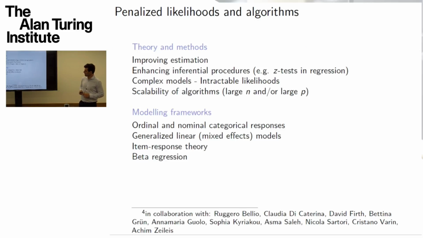We focus quite a lot on particular modeling frameworks, particularly on ordinal and nominal categorical responses, generalized linear mixed effects models, where you have a clustering of the observations usually, item response theory models, which is a very nice inferential framework for inferring abilities and difficulties of items in tests, and beta-regression, which is pretty particular in proportion modeling.